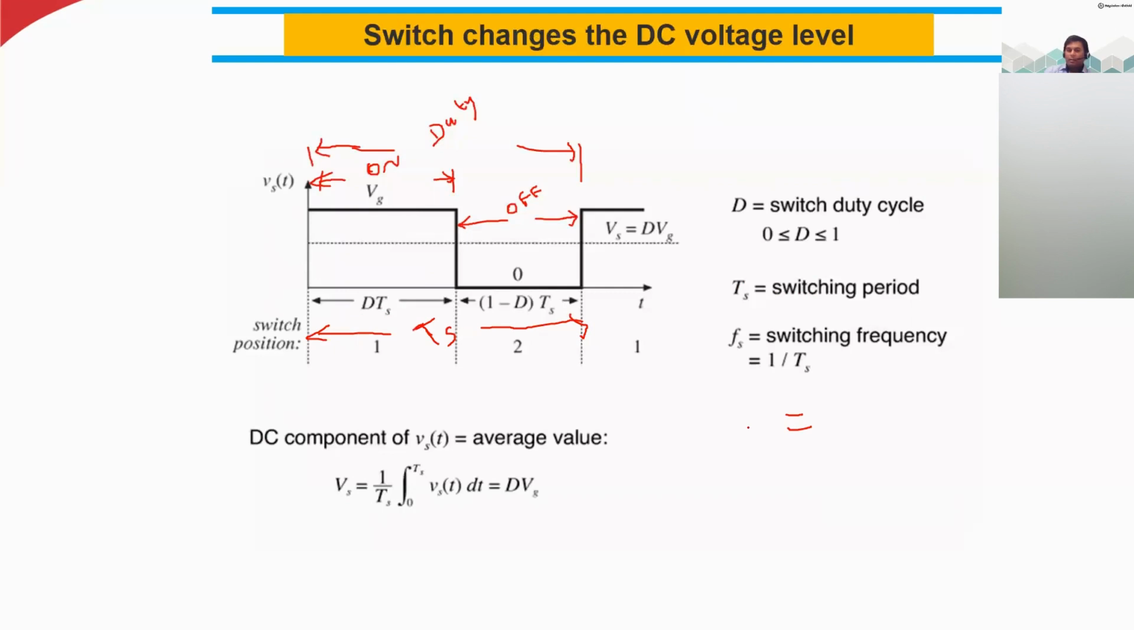Similarly, this frequency F is equal to 1 by T. So that is what I had given here. That is the switching frequency, 1 by TS. Okay, DC component or the average value, there is also a formula.